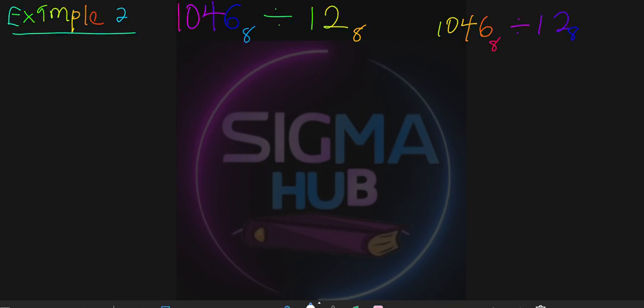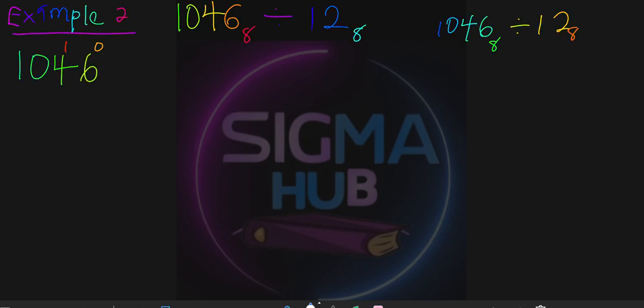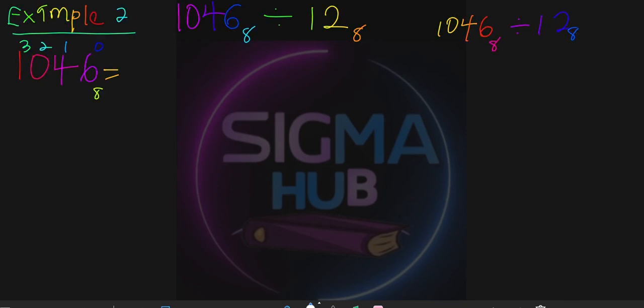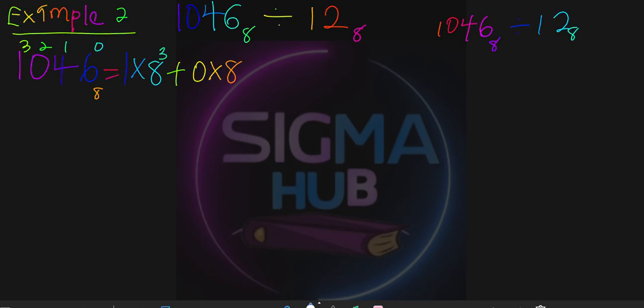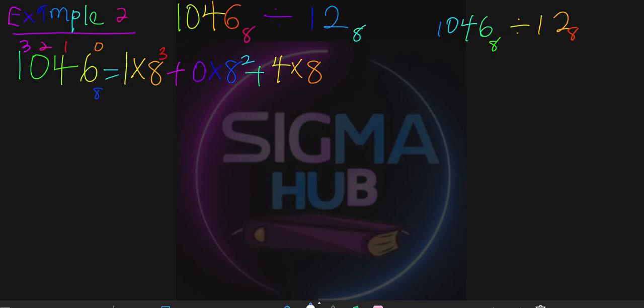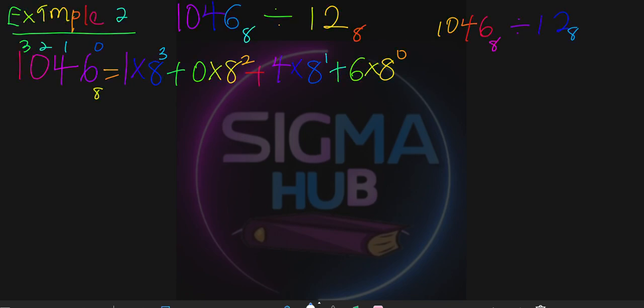Very simple. We're going to be converting 1046 in base 8 to base 10, and we are going to be doing the same thing with 12 in base 8 also to base 10. So let's start with 1046. We have 1, 0, 4, and 6, so we have positions 0, 1, 2, and 3. In base 8, we start by multiplying each of them by 8. So 1 times 8 raised to power 3 plus 0 times 8 raised to power 2 plus 4 times 8 raised to power 1 plus 6 times 8 raised to power of 0.